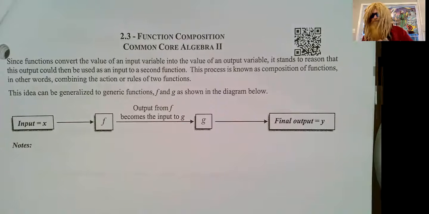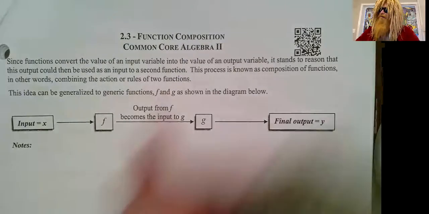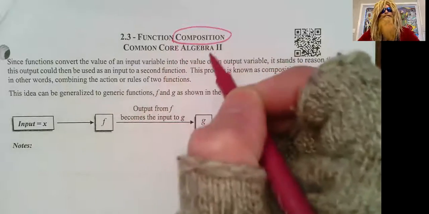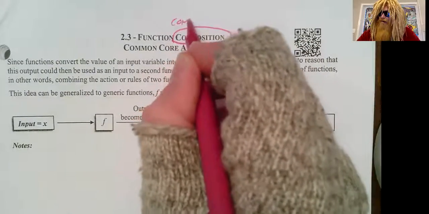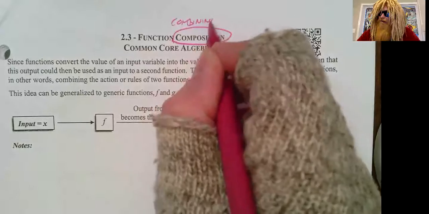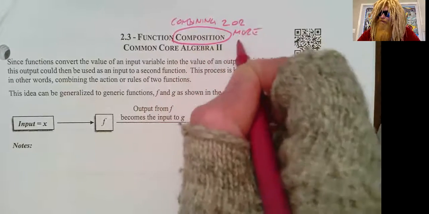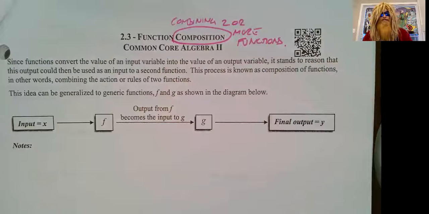Okay, so this is a little bit of a longer lesson because we've got a couple different ways of looking at it. But ultimately, the word that I want you to think about when you're thinking about composition is basically the idea of combining two or more functions. Now, for what we're going to be doing here today, we're going to be combining two functions because it's a lot easier to do that.